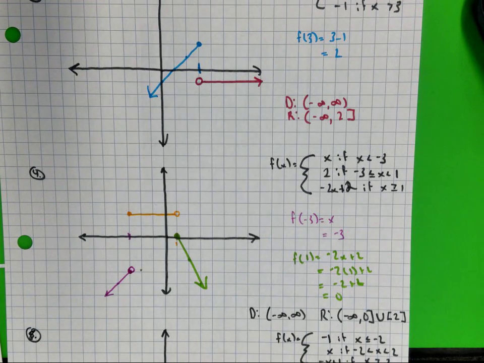Alright, let's talk about the range here. The range here is from negative infinity to 0, and then union, and we're on that one number. Do you see how I have that single number in bracket right there?